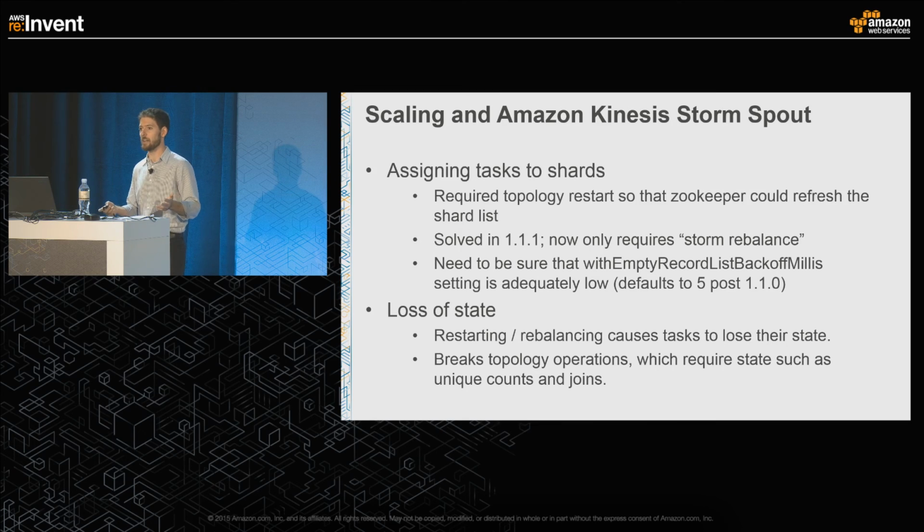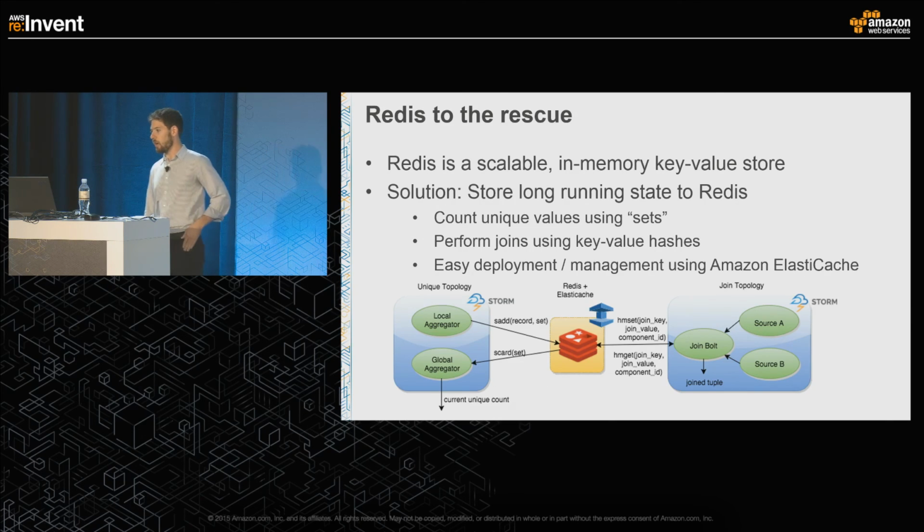Maybe you want to store attributes for a certain set of users for a long period of time. That's also going to get wiped. So how do you deal with this situation? Our answer to this was to use Redis. Redis is an in-memory key value store, and we realized we could use that to store a long-running state.